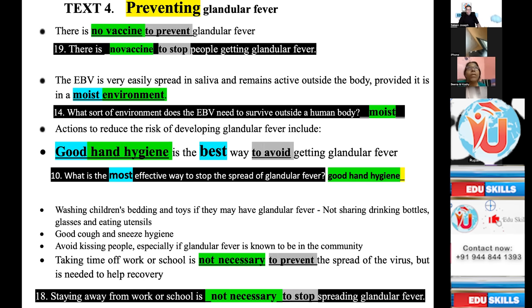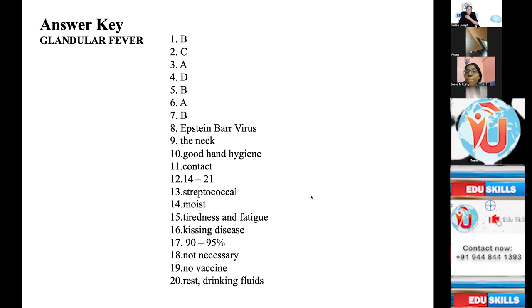You have the 18th question, staying away from work or school is not necessary to stop. Negative expression you have, synonyms you have: to prevent, to stop, to avoid, to prevent, to stop. All these are synonymous expressions. So this is the answer key which you have to refer to, but this A, the 7th one is wrong, okay? That should be A, prevalence. The 7th one should be A. That's a mistake in the answer key.